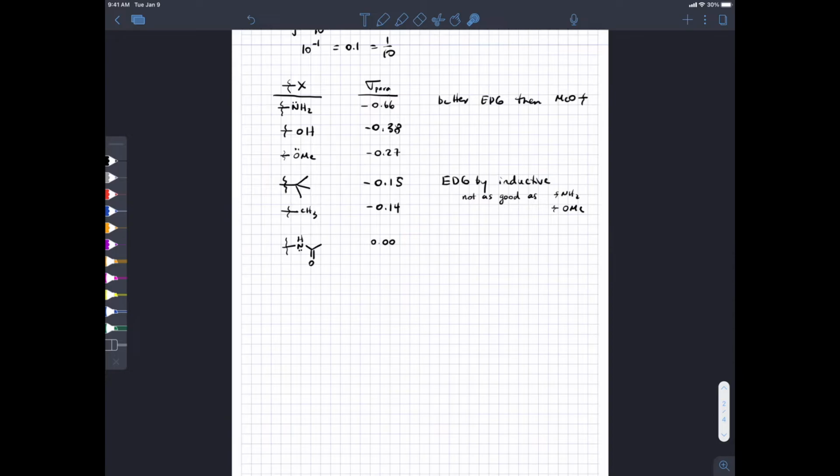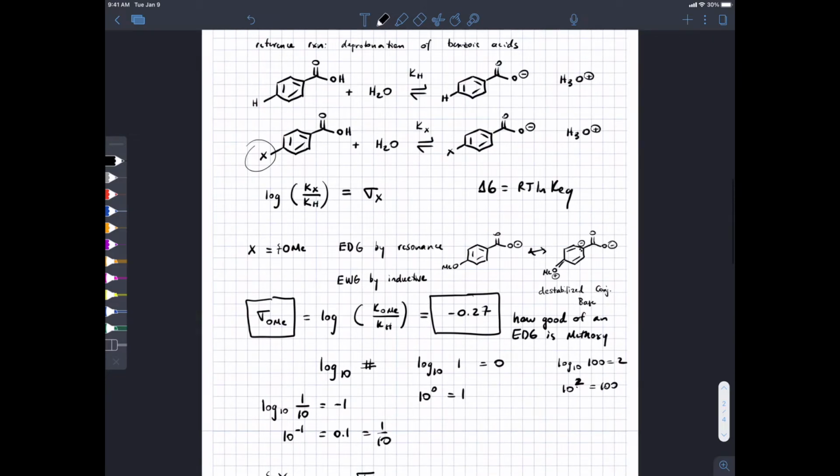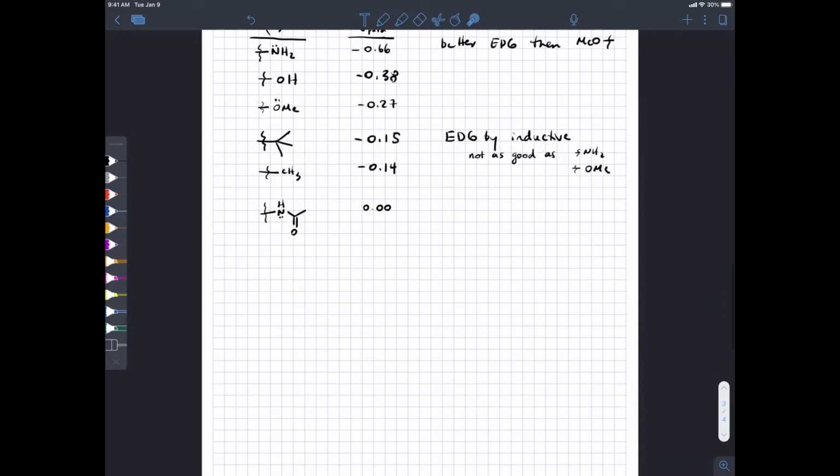Now, as we tip over into electron withdrawing groups, what do you expect? How do you expect this sigma value to change? If we had an electron withdrawing group here, what would that do to our equilibrium constant? Just make it better, right? Bigger at least than the hydrogen, which is sort of our neutral point. So an example would be nitro.